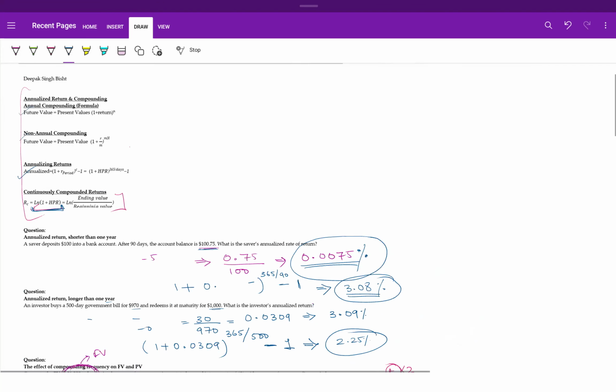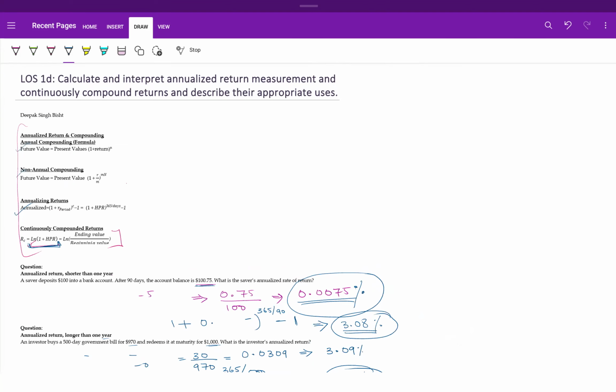And we have completed our LOS 1D. We have understood how to interpret annualized rate of return measurements and continuously compounded rates, and describe their appropriate uses. So I will see you in the next reading, Reading 1D.